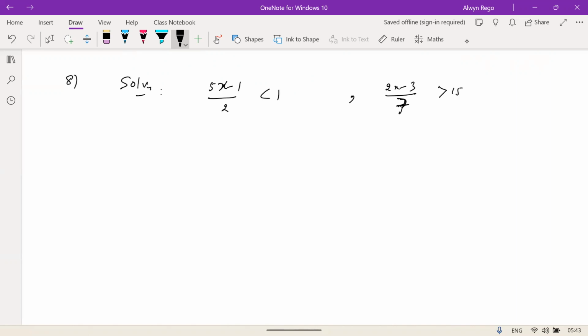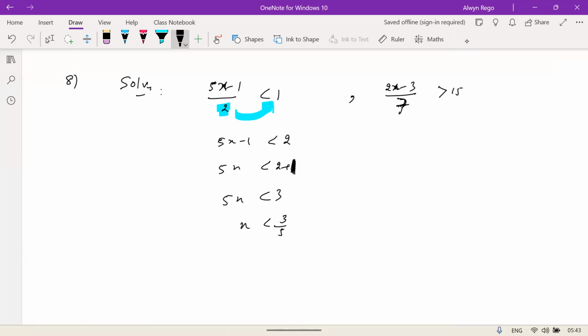I have to obey, or find a value of x which satisfies both the conditions. Therefore, you have 5x minus 1 is less than 2, multiplying by 2 on both sides, or transposing 2 to the other side does not cost you anything. The inequality is not disturbed. So you have 5x is less than 2 plus 1. Therefore, you find that 5x is less than 3. Therefore, x is less than 3 upon 5. This is what this one says.